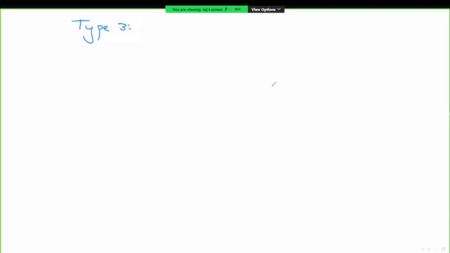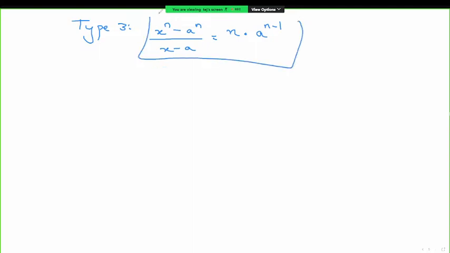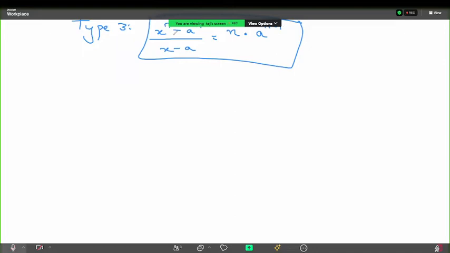Now, how does the formula go? It goes like this: x power n minus a power n whole thing divided by x minus a is equal to n into a to the power n minus 1. Don't get confused. It's very simple. Fine. It's just that it looks complicated. So if the question is in the form of left-hand side, some kind of power is involved, 100% it is the formula look. It's a pattern look.